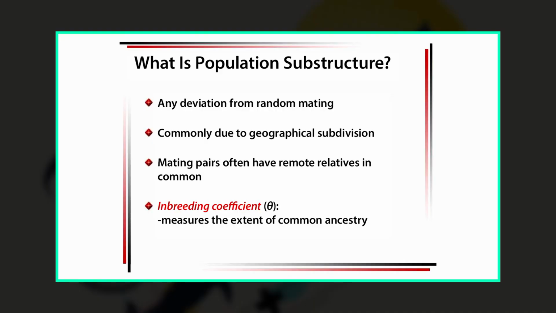Population substructure, the non-random breeding of individuals from different places, complicates this oversimplified calculation, but the essential point remains: the best answer to the question, where did my ancestors live, is everywhere.